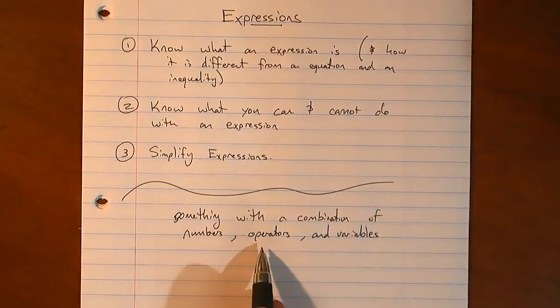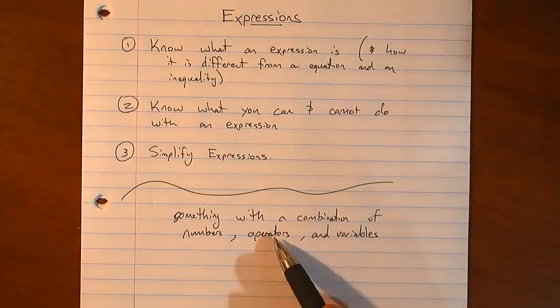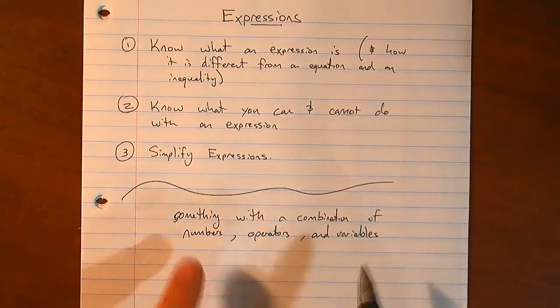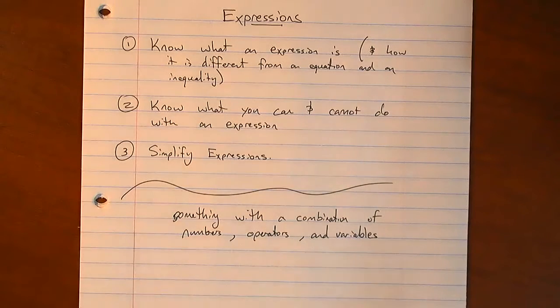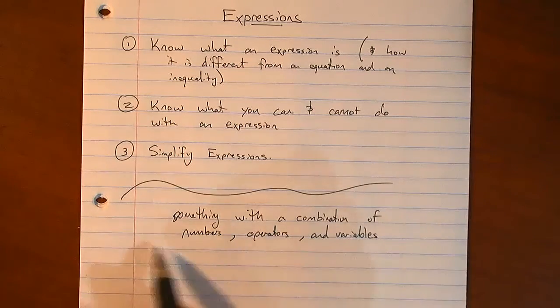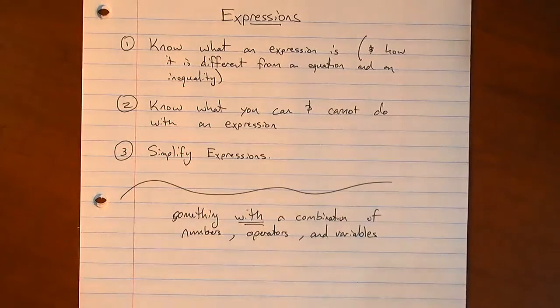So it might have some numbers that are being added together. That would be numbers and operators. It might have some variables with exponents. That would be variables and operators. It might have some numbers and variables. Okay, so it could be any sort of combination of those things. So that's what it does have.